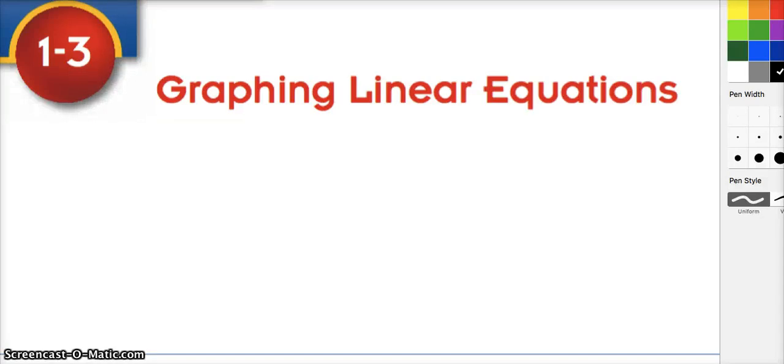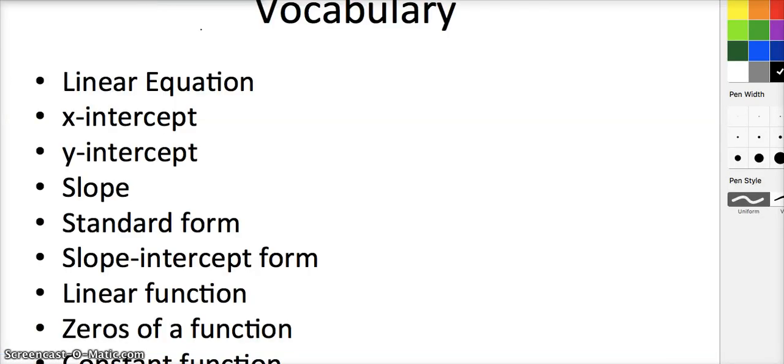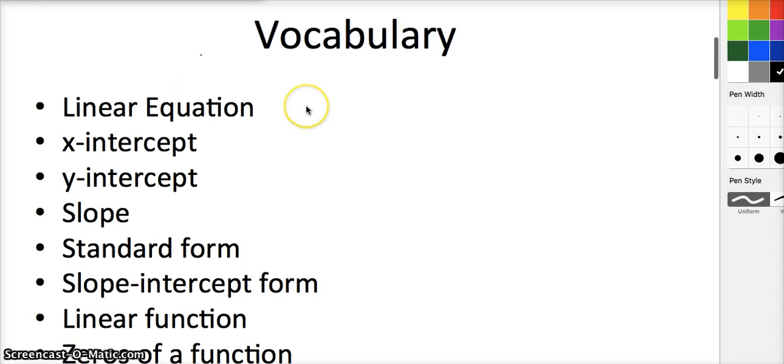Hi pre-calculus friends, here we are with graphing linear equations in section 1-3. So let's jump right in here with our vocabulary for this section.